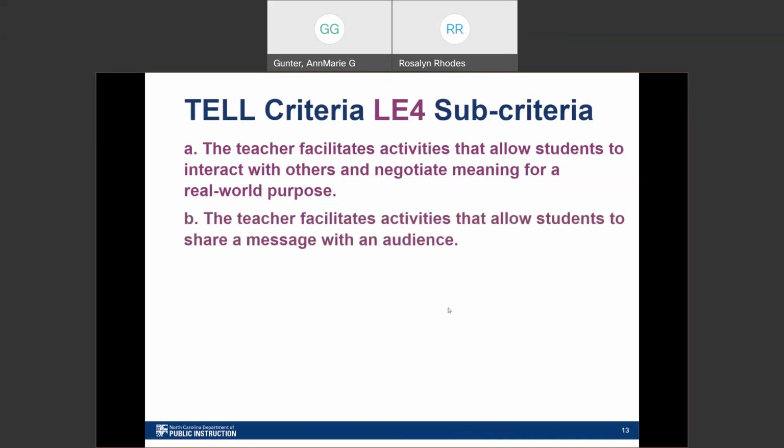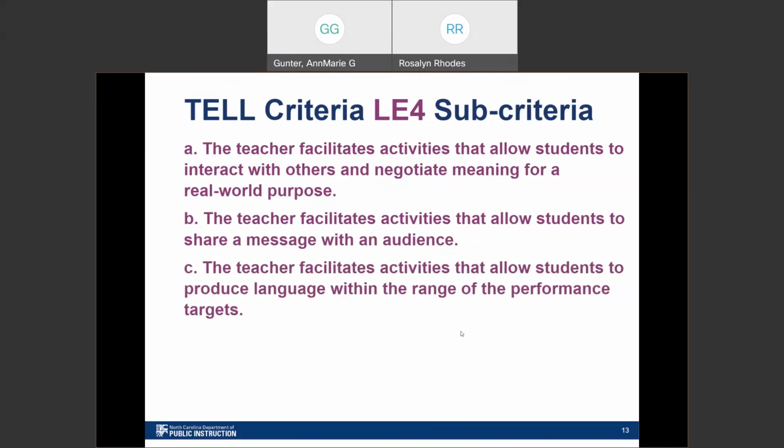B is much the same. The teacher facilitates activities that allow students to share a message with an audience. And this is getting more towards presentational communication, as you can see, because sharing a message in whatever format you do it with an audience involves some preparation. So that's our presentational communication standard.